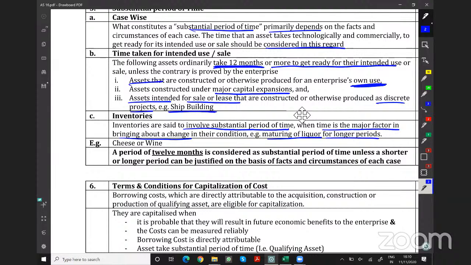So the time is the major factor. Manufacturing is done in 15 days, 20 days. But to sell that product, we have to keep that product for 1 year, 2 years. So time is the major component in this case. So the borrowing cost should be capitalized in case of inventory if inventory takes substantial period of time. We have taken an example of cheese, rice, and wine.